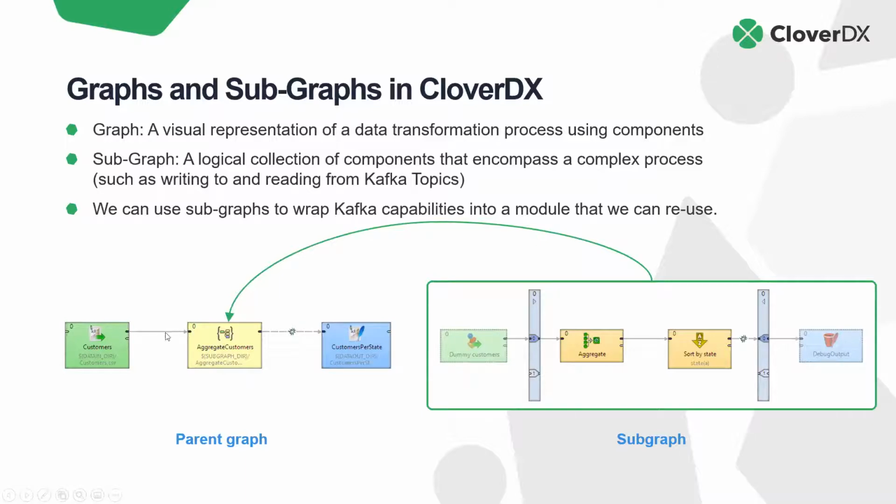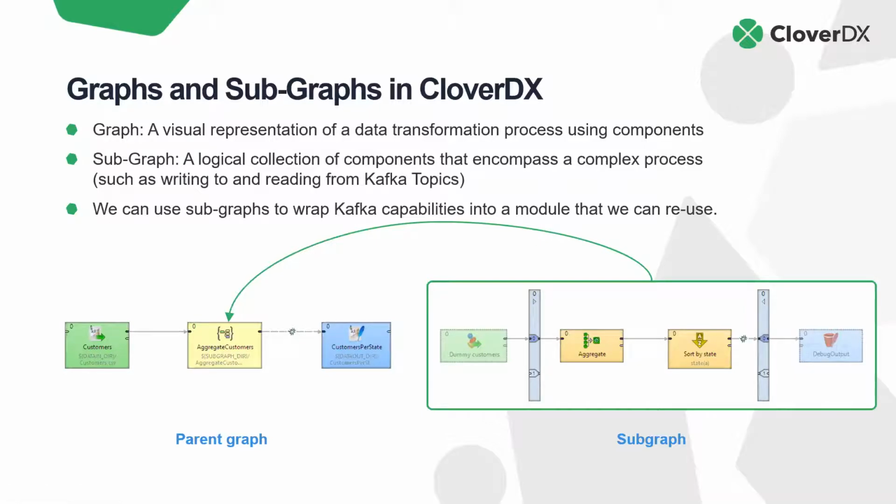And then within these graphs, we can have subgraphs, which are essentially a logical collection of components that encompass a more complex process. In this particular case, our complex process would be something like writing to and reading from a Kafka topic. So you can think of a subgraph, for example, in this slide. We have two components within the subgraph called aggregate and sorting. They are going to take input, run this process within this subgraph, and then create the output. And it can be encapsulated into a subgraph that we can then reuse.